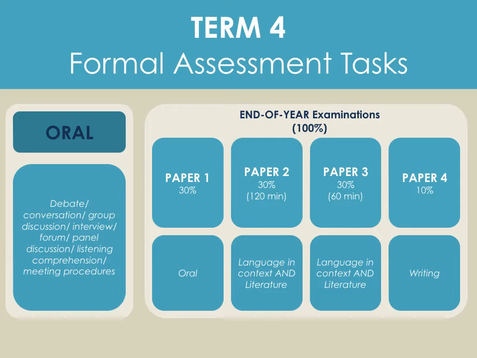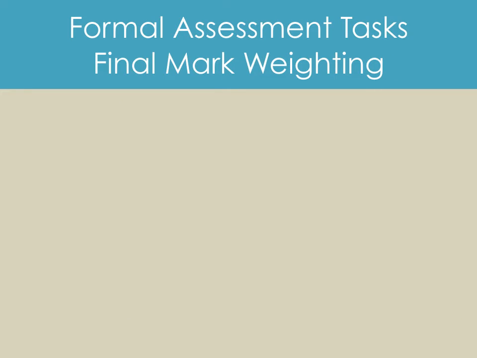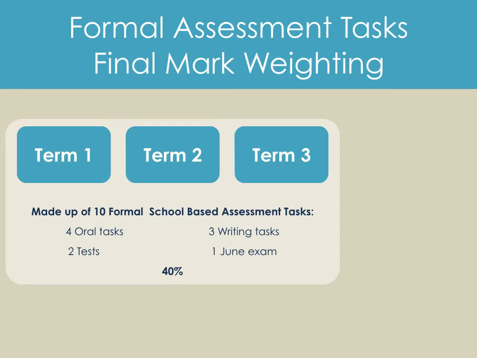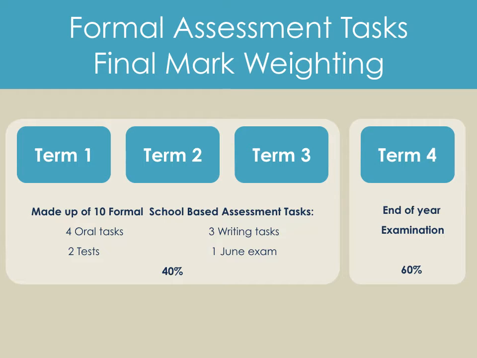And then the learners do, once again, 4 papers, paper 1, 2, 3, and 4, which makes up your end of year examination. In grade 9, term 1, term 2, and term 3, including the June exam, and your oral task from term 4 gets calculated together to give you 40%. Your end of year exam counts 60%, and together that gives you your progression or promotion mark.